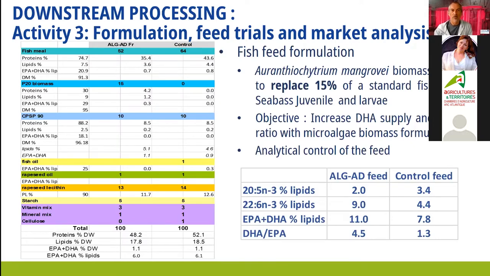Then we controlled the fatty acid composition of both fish feeds, the control and the algae feed. For some reason the DHA, and as well the DHA and EPA ratio, were indeed higher than our expectation. Maybe because when we did the analysis, we just used a small part of the biomass and maybe it was not well mixed enough. Anyway, we were above expectation, which we can consider as good.